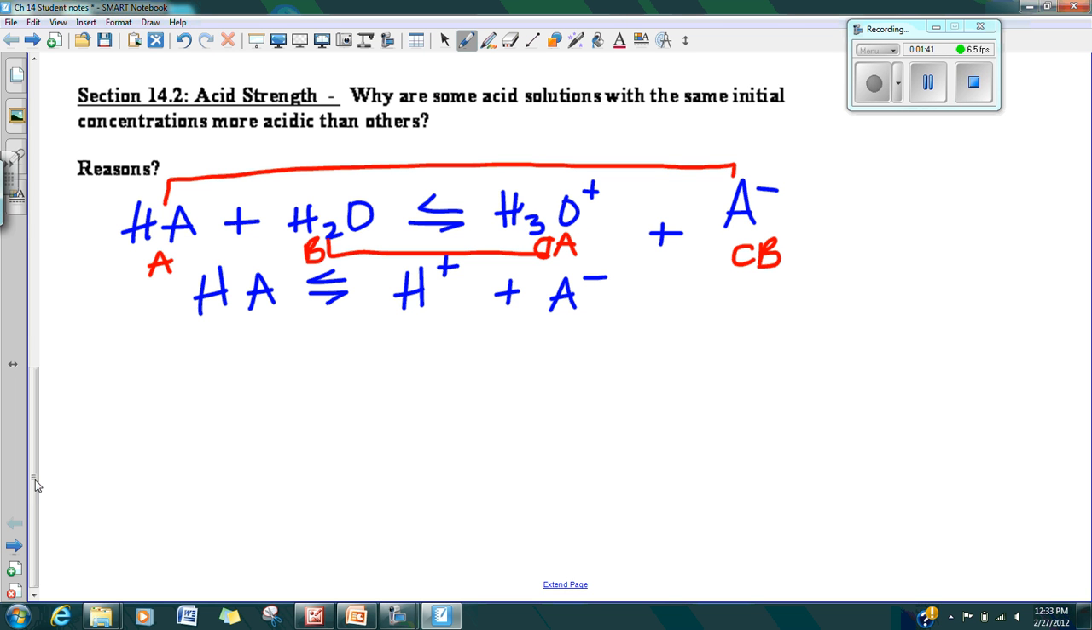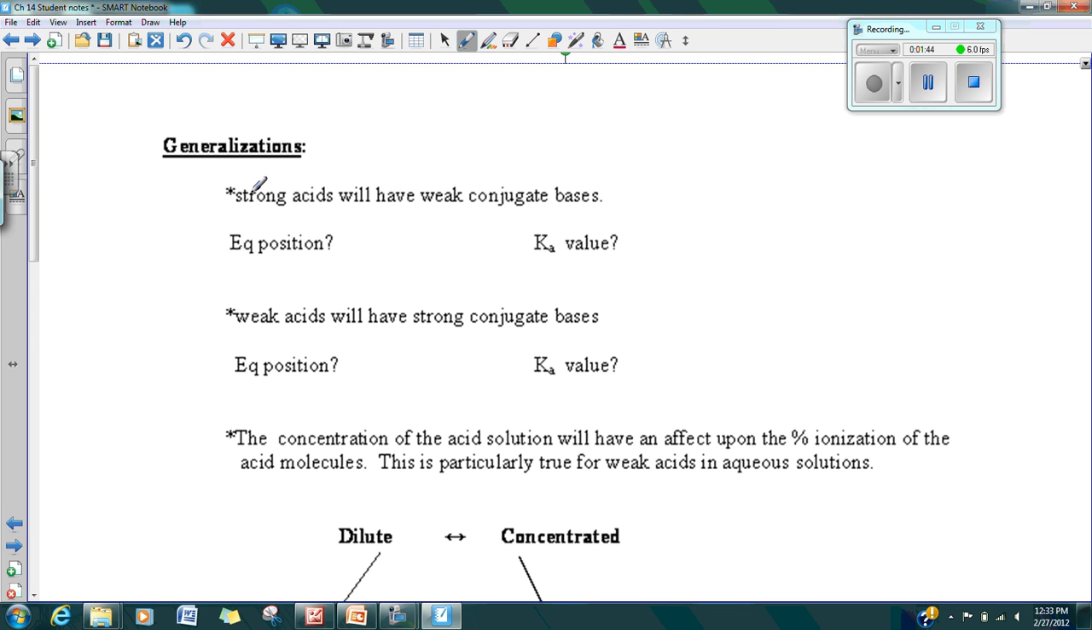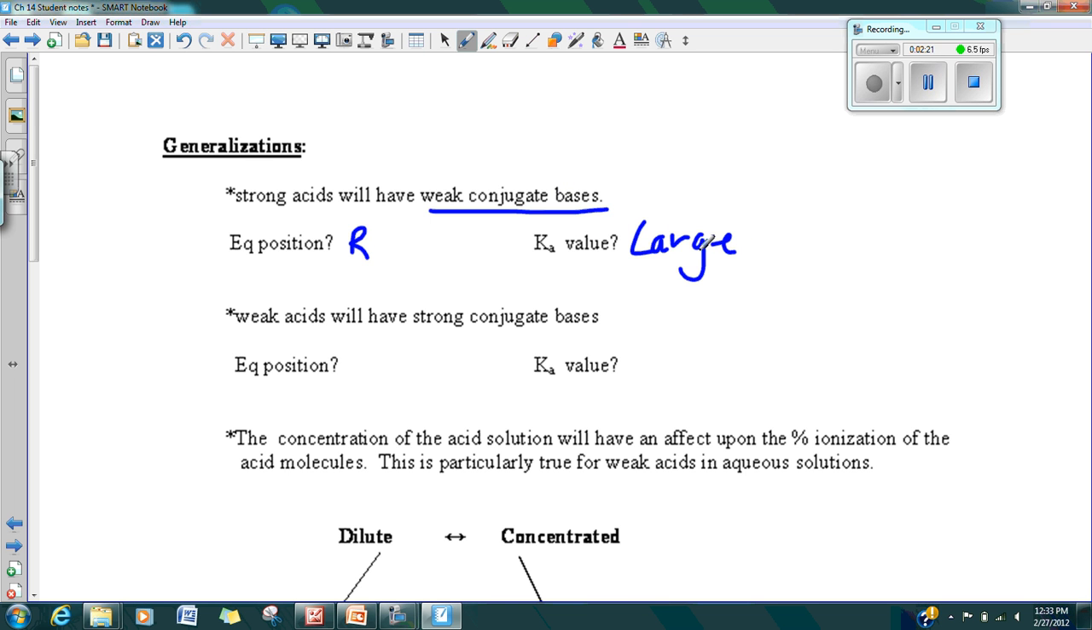So what does all of this mean? If we take a look on the next screen here, we have some generalizations. Strong acids will have weak conjugate bases, and strong acids, remember, dissociate almost 100%, meaning that hydrogen ion is dissociating to 100%. So my equilibrium position is going to shift to the right. This conjugate base has a low affinity for a proton, so because this is dissociating so much, it's going to shift to the right. And then my Ka is going to be very, very large when I have a strong acid.